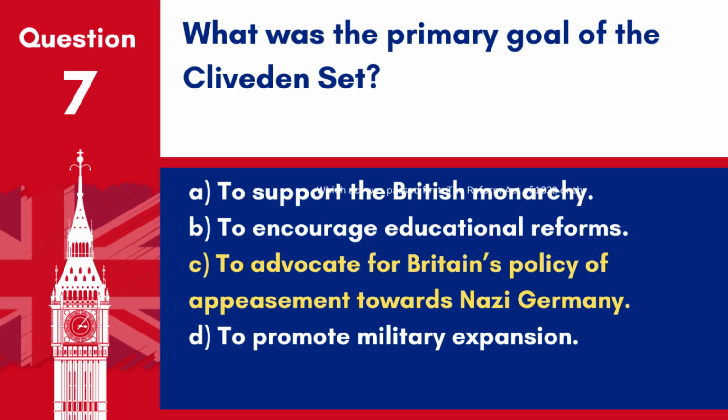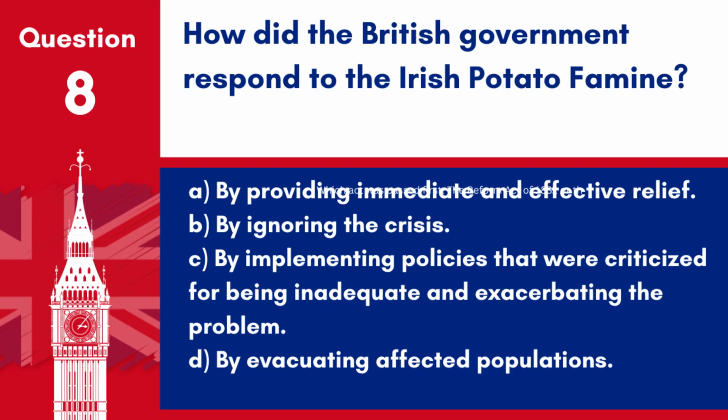Answer: C. To advocate for Britain's policy of appeasement towards Nazi Germany. The Cliveden Set was a group of influential individuals who, in the 1930s, were known to favour British appeasement policies towards Nazi Germany. Question 8.